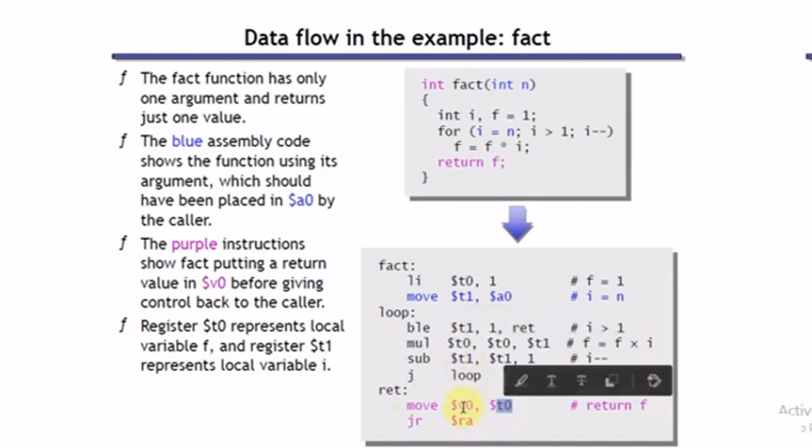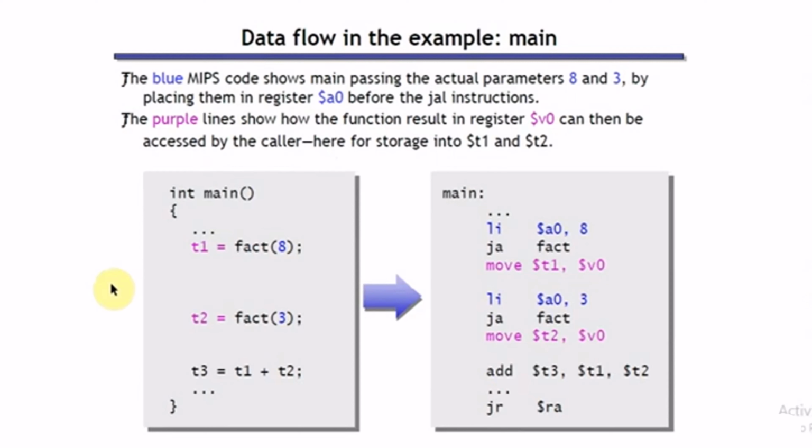$t0 is f and we should save it inside $v0. And finally, instead of return we have a specific instruction, jump register $ra. So as you can see, this is the way that we return some value to the caller program. In the main program, let's see how we can send an argument to this factorial function.